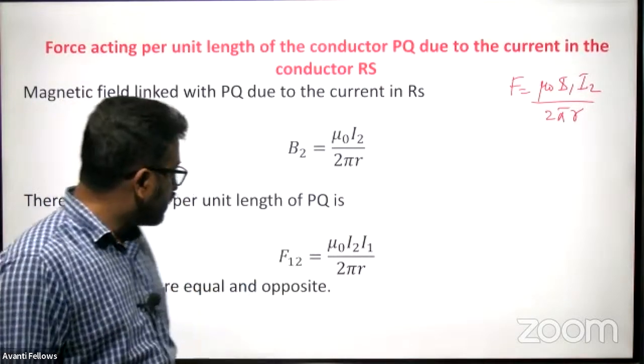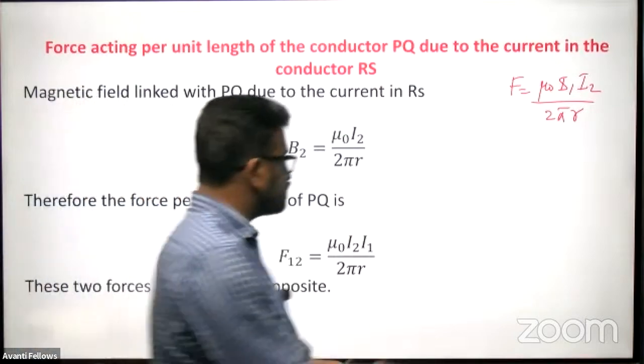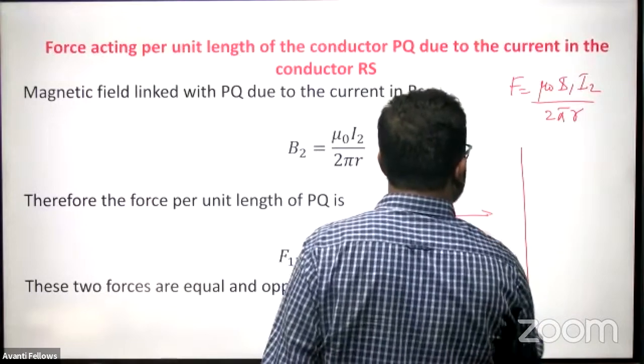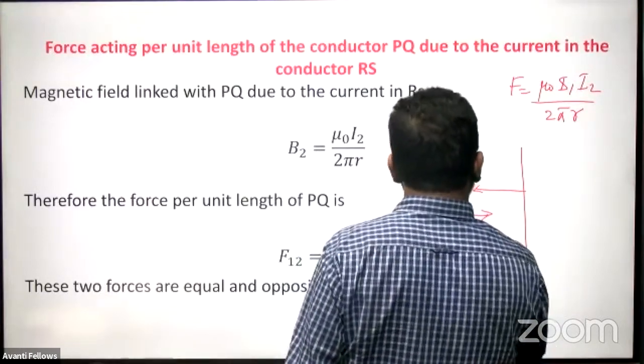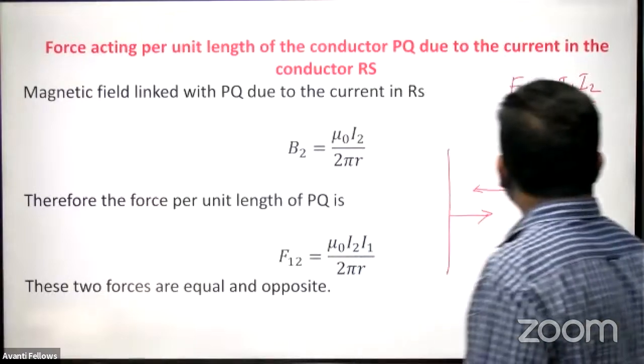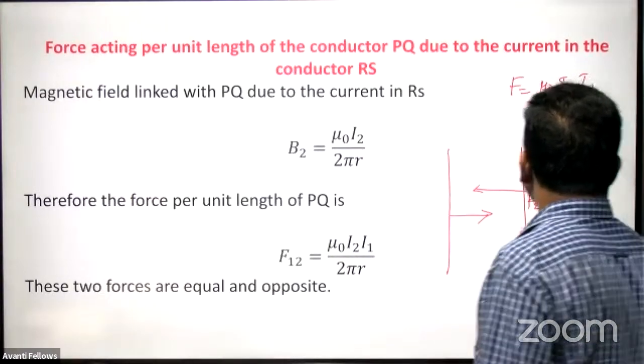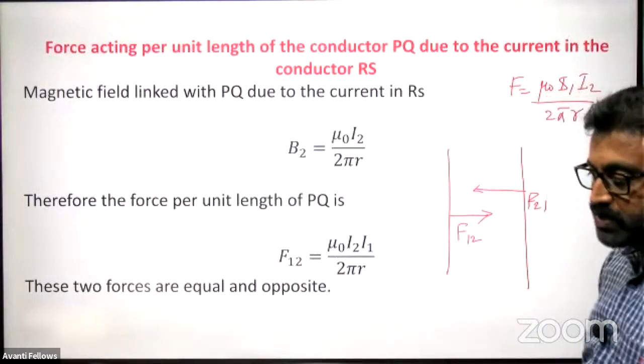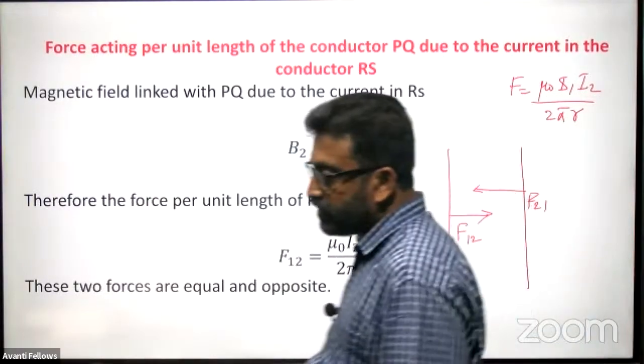The two forces are equal and opposite. Force on this one and force on this one. This will be towards right and this will be towards left. Okay, so this is F21. This is F12. Two forces are equal and opposite. They will attract each other.